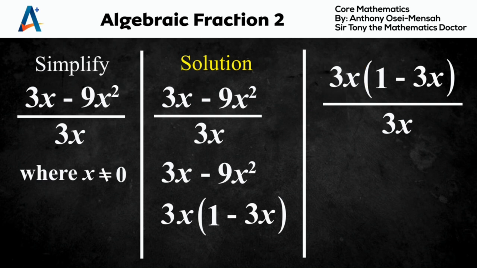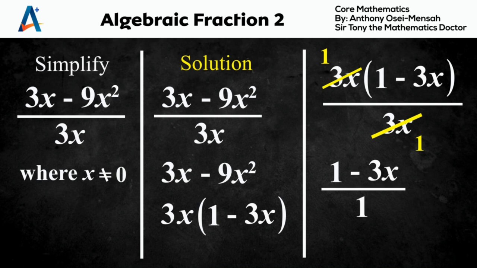Since we have 3x at the denominator, we have the chance to cancel. The 3x at the denominator will cancel itself and also cancel the 3x at the numerator. That is to say, they are no longer there. So we can now have a final answer as 1 minus 3x all divided by 1. We have learned that any expression or any number divided by 1 is the same number. So finally, the answer for this expression will be 1 minus 3x, and that is the final answer.